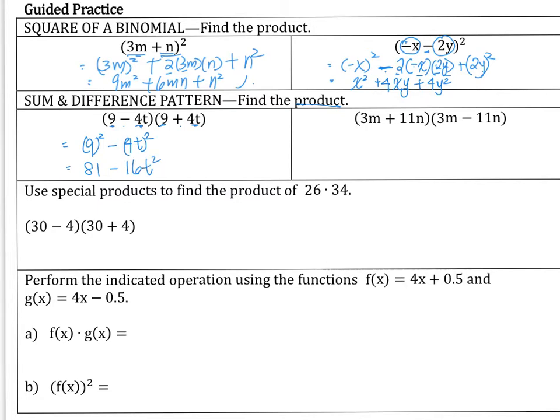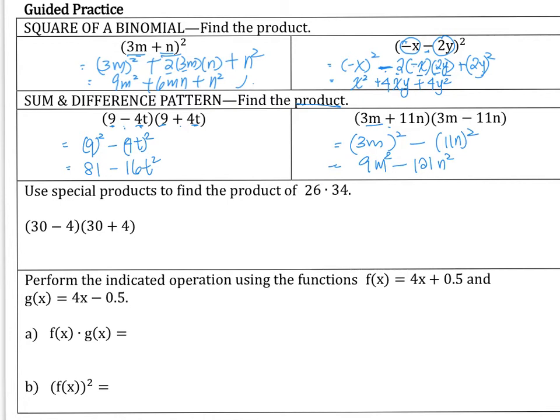The next one, same thing. It doesn't matter if the plus sign is first or the subtraction sign is first. So I'm going to take 3m, square it, subtract 11n squared. You can further simplify this to be 9m squared minus 121n squared.